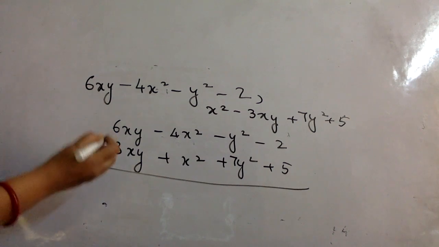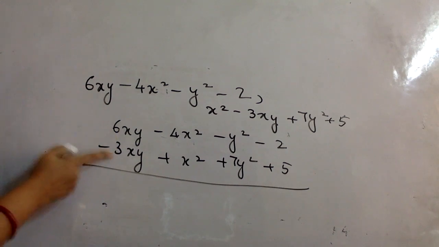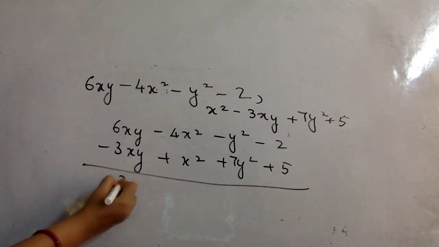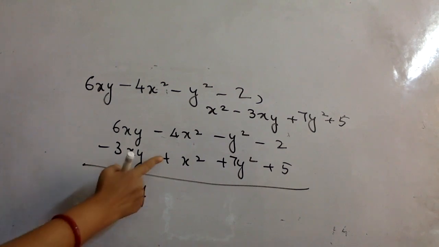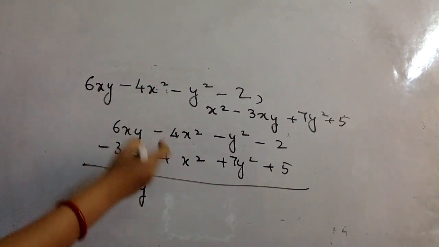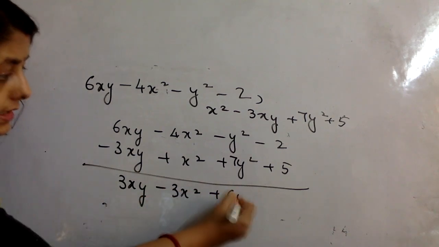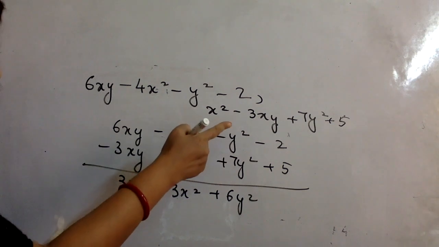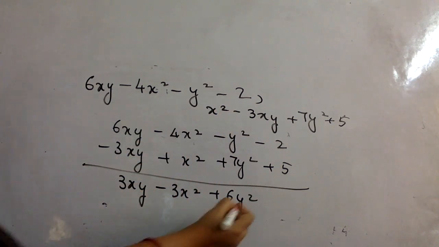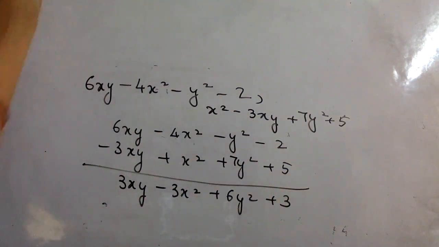Okay, now this is plus 6 minus 3. According to integers, it is 3xy. Plus 1 minus 4, that's a minus 3x square. Plus 6y square. Nothing is there means you have to assume a 1. Okay, and plus 3. So this is our final answer of the algebraic expressions.